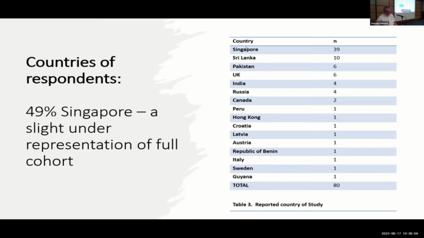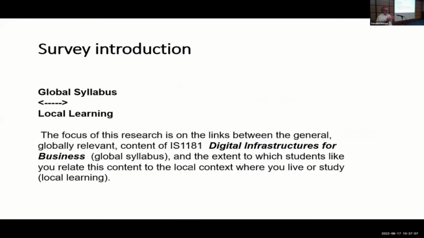We introduced the survey to students. Next. We introduced the surveys to students. We had to crystallize it for an on-the-phone kind of survey. The focus of this research is on the links between the general, globally relevant content of the course and the extent to which students like you relate this context to the local context where you live or study. So that was our best crunching down of what we were really trying to get them to think about when they undertook the survey. Okay, next.